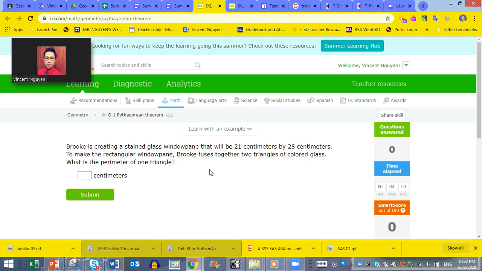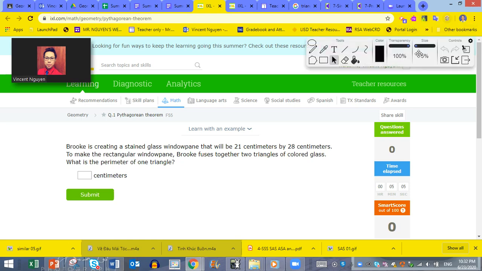Here someone is staining a glass window that is 21 centimeters by 28 centimeters. So this is the length and the width of a rectangle. Let me open my web paint here. I'm going to draw a rectangle. So we have a rectangle and it's 21 by 28. I'm going to make the length 28 and the width 21.